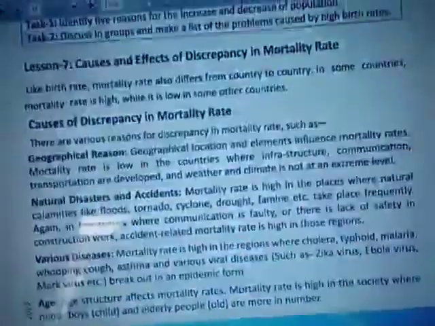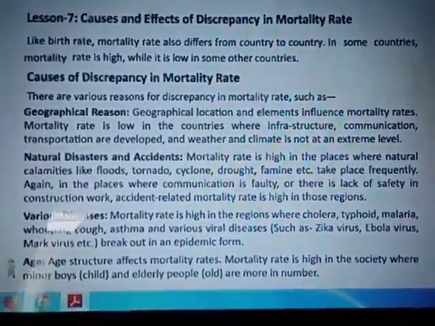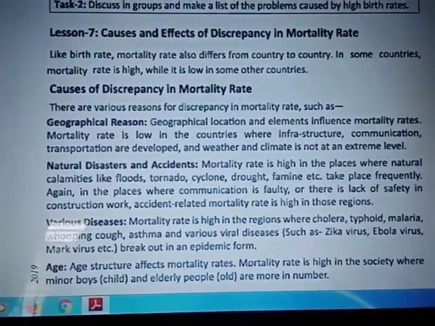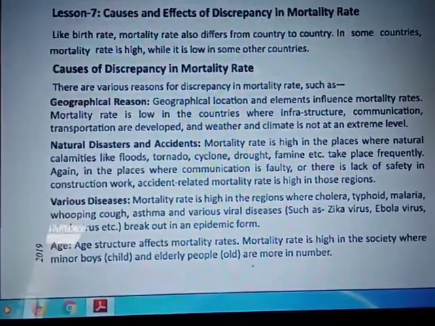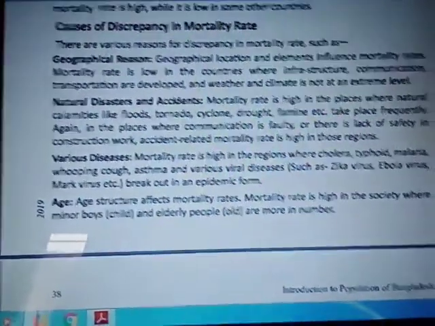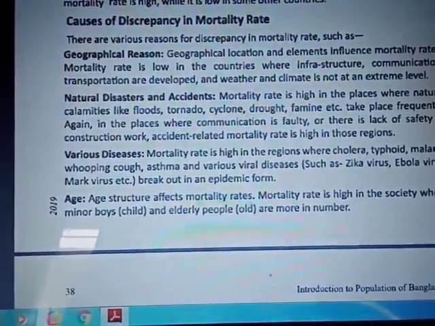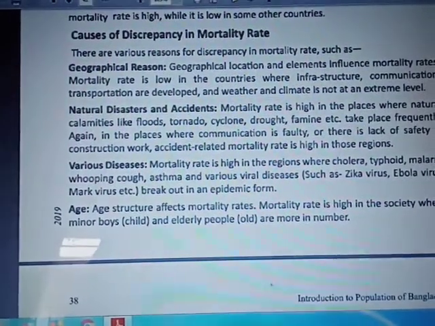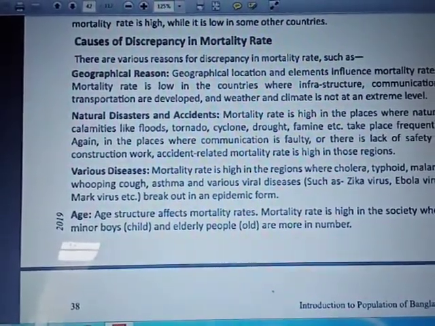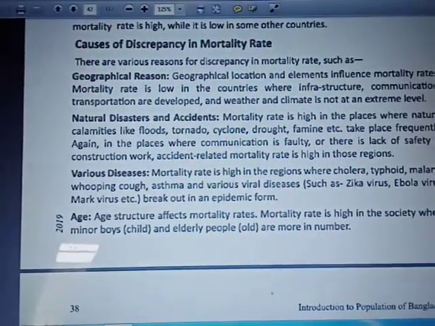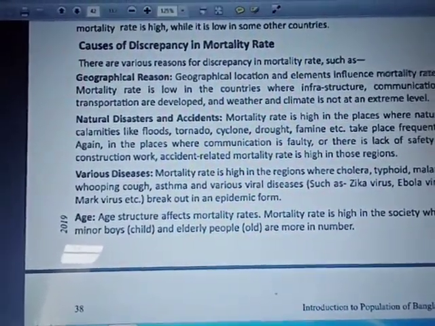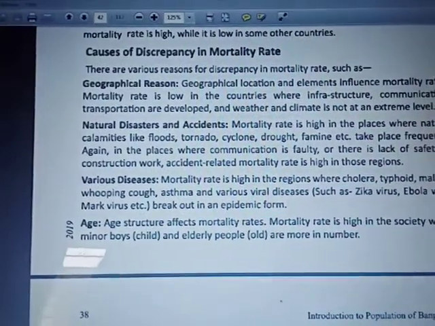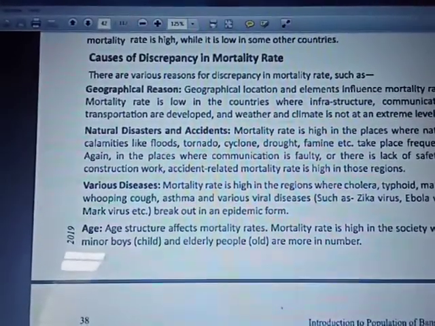Various diseases. Mortality rate is high in the regions where cholera, typhoid, malaria, whooping cough, asthma, and various viral diseases such as Zika virus, Ebola virus, and MERS virus break out in an epidemic form. Mortality rate is high in the regions where cholera, typhoid, and some viruses like Zika, Ebola, SARS, MERS break out, and now we are facing coronavirus. For this reason, many people died.